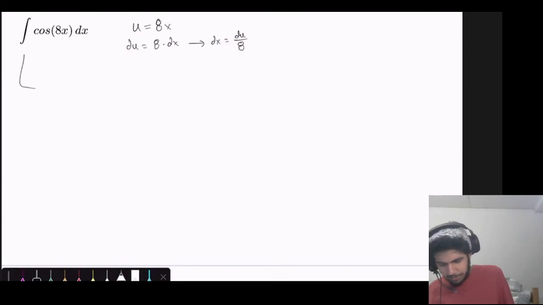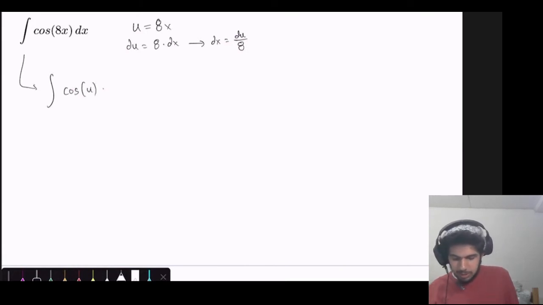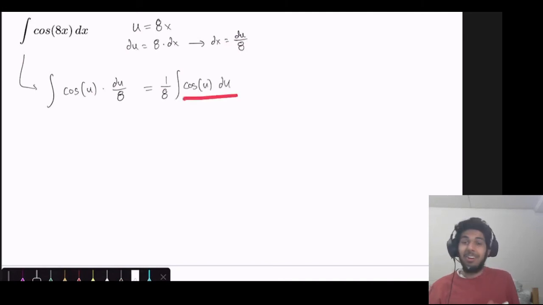Let's see what happens. So this is equal to the integral of cosine of u times, well, dx is equal to du over 8. So let's bring that 1/8 term out in front of the integral: 1/8 integral of cosine of u du. All right, that we know how to integrate. It's just the cosine of one variable. So don't be fearful that it's in terms of u instead of x. This is still the cosine function. It's just a different variable. We still know how to integrate that.